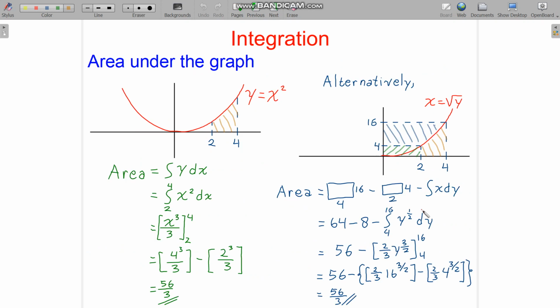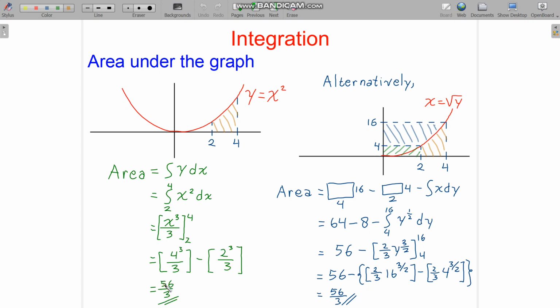So for example, let's say we're finding the area of this shaded part here. The function is y equals x squared from 2 to 4. So the integral from 2 to 4 of x squared dx, the integral is x cubed over 3. We plug in 4, plug in 2, use a calculator, we get the area.